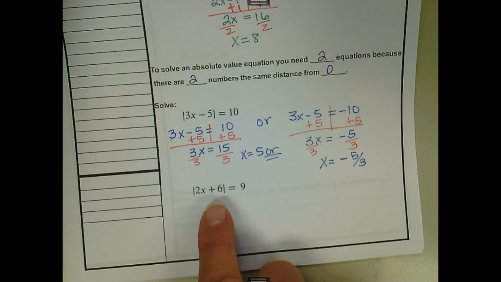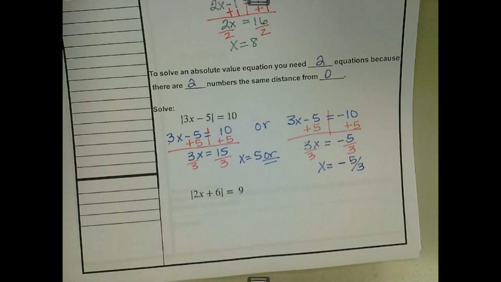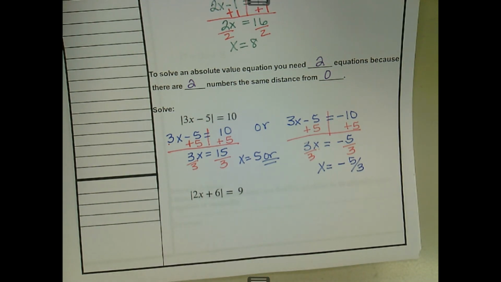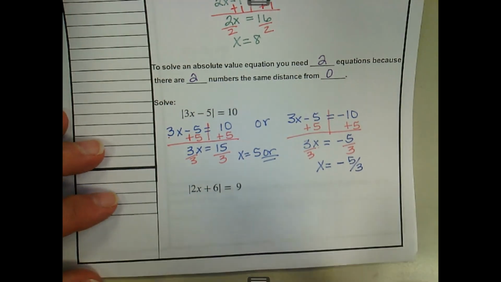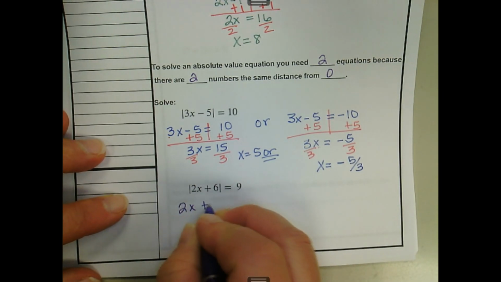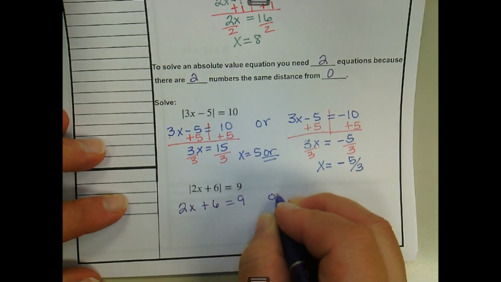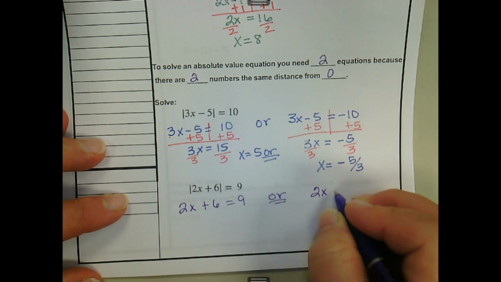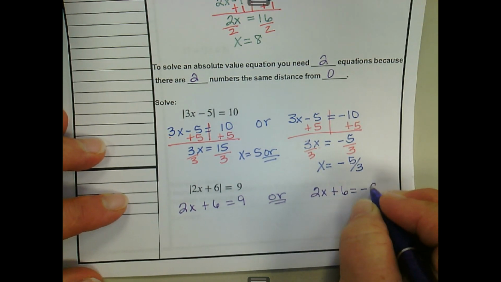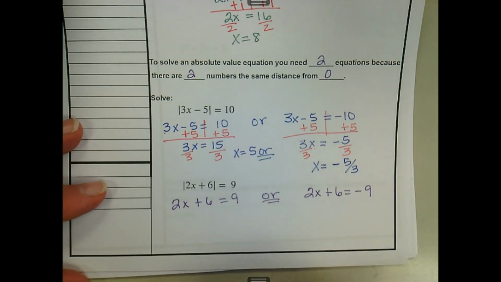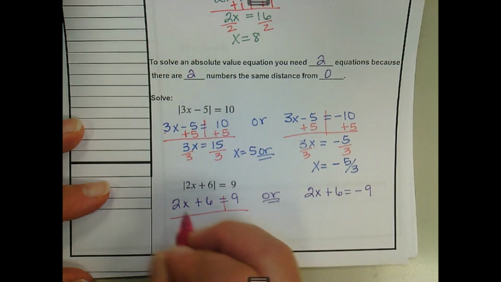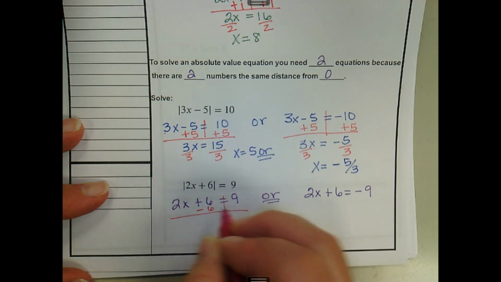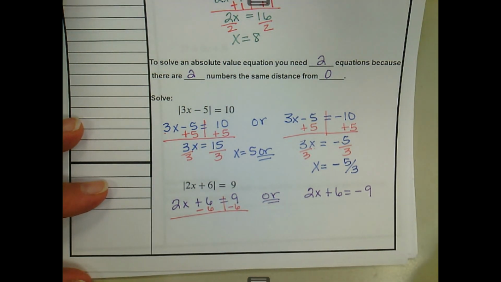Okay, can you set up the 2 equations on the next problem? It is isolated by itself already, so now all we have to do is set the equations up. I hope you tried. 2x plus 6 is equal to 9, or 2x plus 6 is equal to negative 9. Draw the line. I've added 6 last, so I'll subtract 6 to begin with. I want to get that 2x by itself.